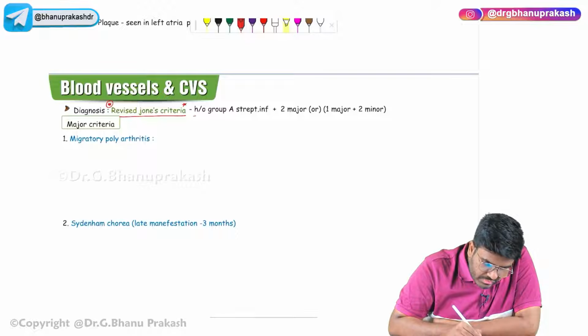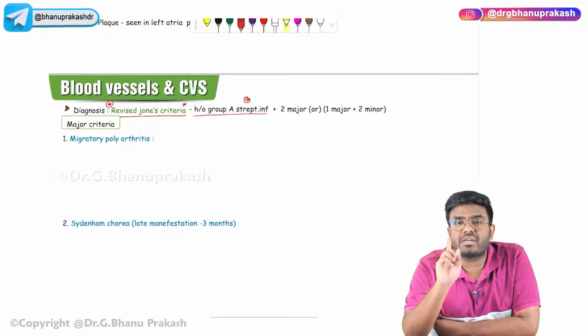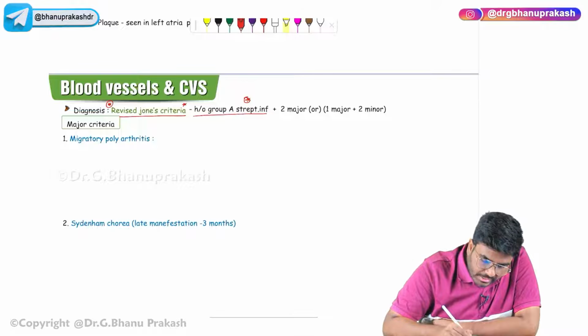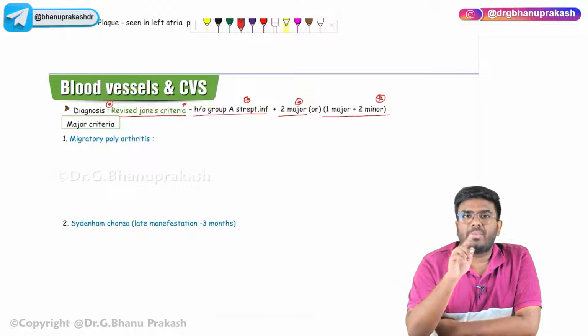The individual or this child should have the history of group A beta hemolytic streptococcal infection. So, history should be positive. Along with this positive history, there should be 2 major criteria, or 1 major and 2 minor criteria.